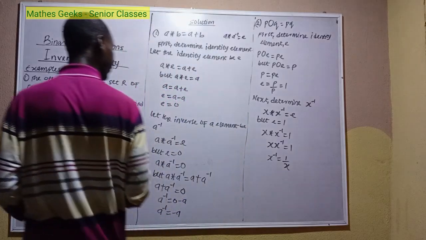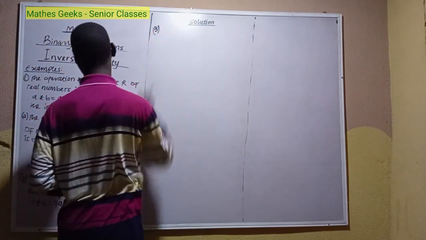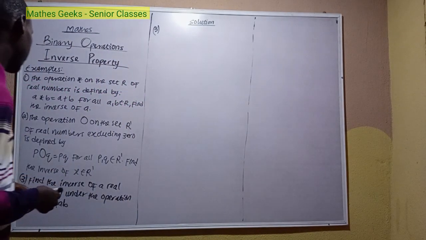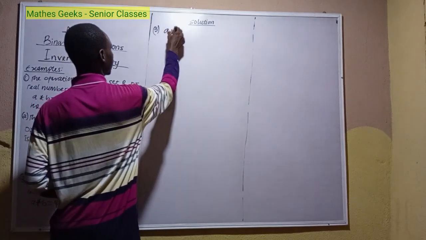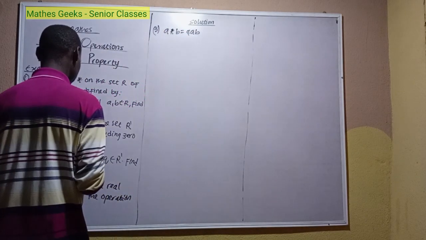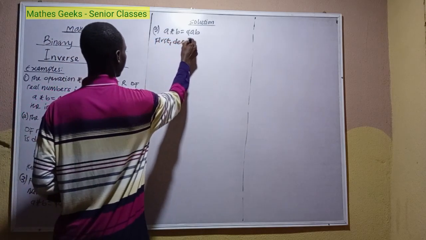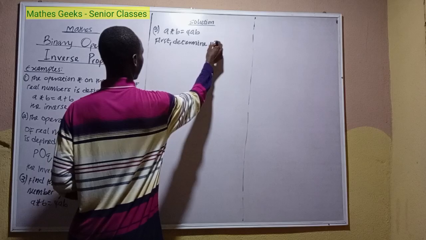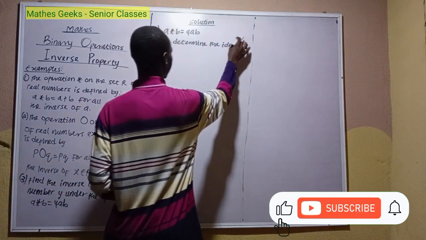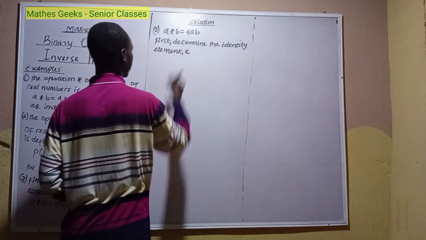Number 2. Find the inverse of a real number y under the operation A star B, where A star B is equal to 4AB. To get the inverse, we need to first of all determine the identity element, and that is E.